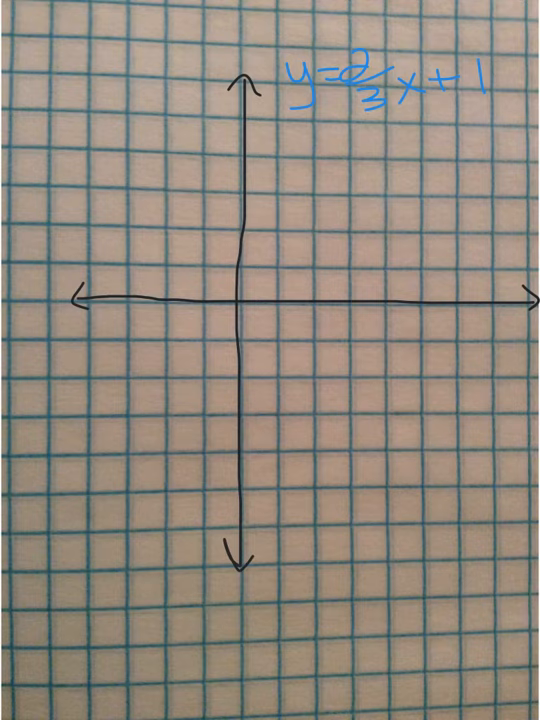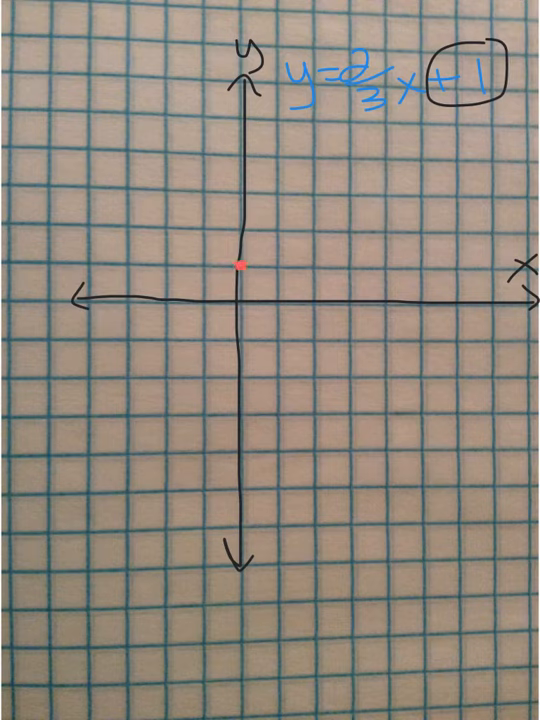Alright, so 2/3 x plus 1. Remember, we want to look at that y-intercept first. So that is this plus 1 at the end. So I'm going to look for positive 1 on the y-axis, and I'm going to graph that point there. I'm going to plot that point right there. Okay, so that's my first step.